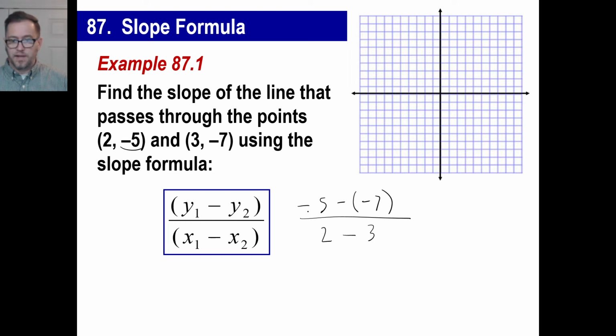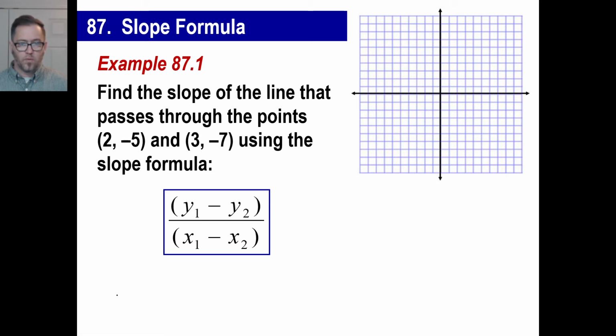Okay, so we have -5 minus -7, which is going to be +2, right? Okay, 2 minus 3 is -1. Well, all we need to know is that a positive divided by a negative is a negative. So we can just write -2. And that is, as a matter of fact, exactly what we got last time without even using the slope formula.